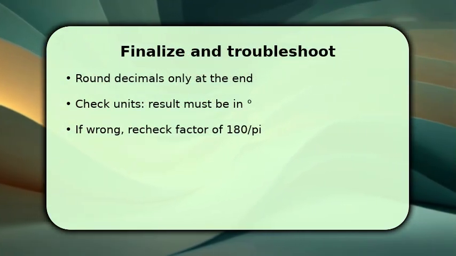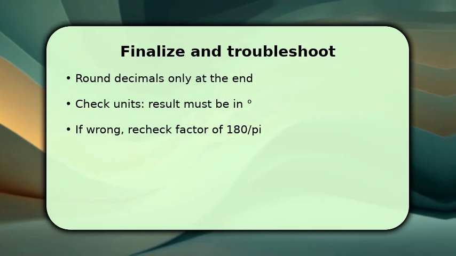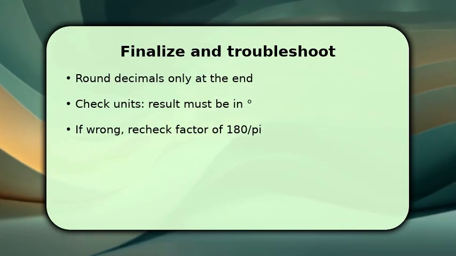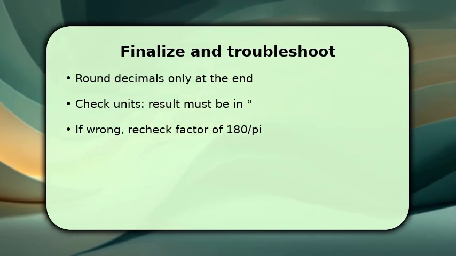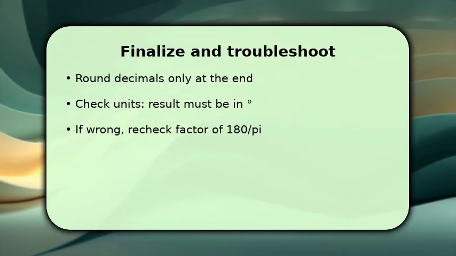If you need a decimal, use pi approximately 3.14159 and round at the very end to avoid compounding errors. Once done, verify the magnitude. Radians smaller than pi correspond to degrees less than 180 degrees, and confirm sign and units.